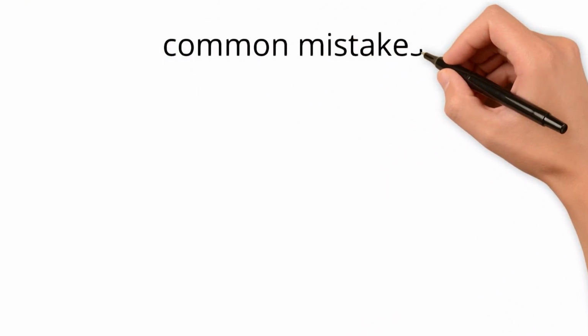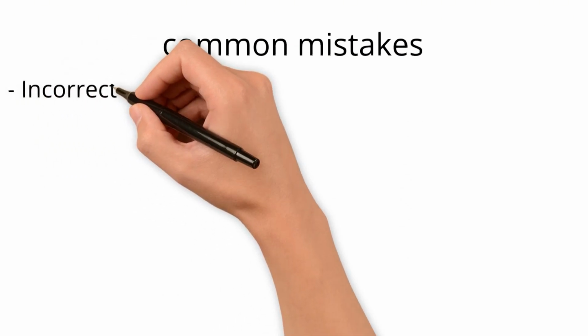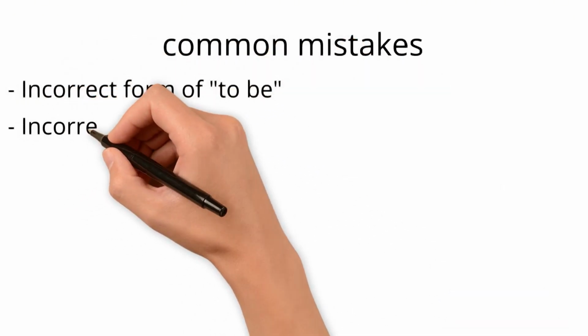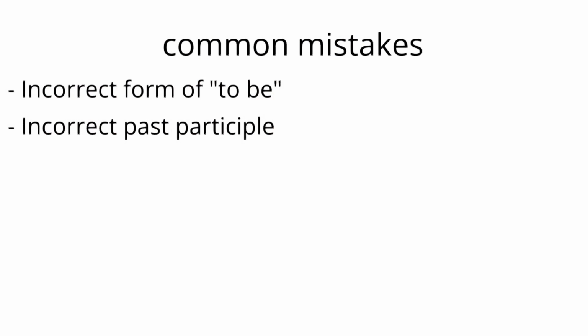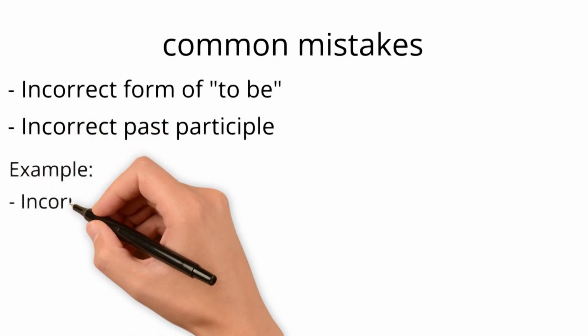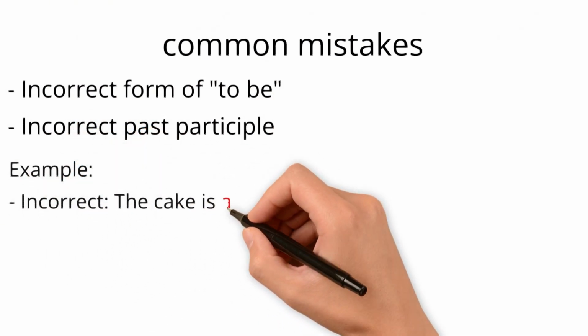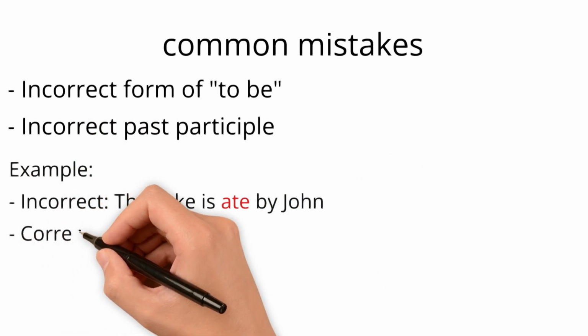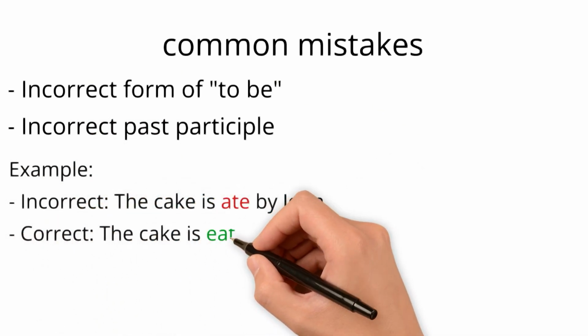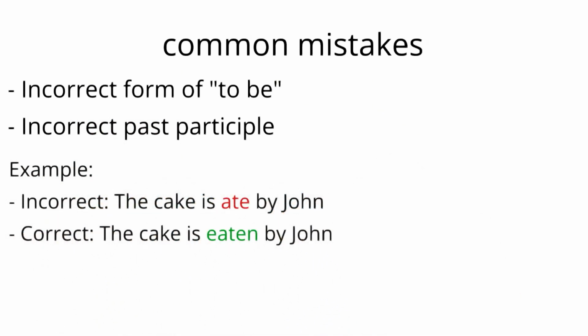Common mistakes when using the passive voice include the incorrect form of to be or the incorrect past participle. A common example is, the cake is ate by John. Here, the form of to be is incorrect. The correct form would be, the cake is eaten by John.